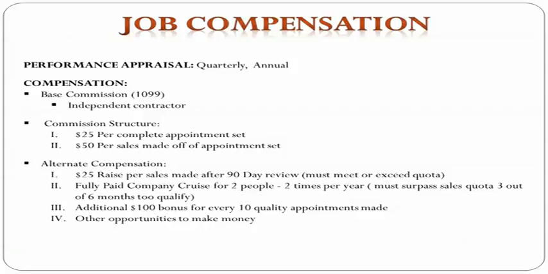So let's keep going. The alternate compensation would be a $25 raise per sale made after 90 days. So you do a 90-day review. You must exceed the sales quota that we have in place for you, which we'll go over, and you get an additional $25 per sale made. So that means you now get $75 for the sale, and you don't have to do anything but set the appointment.